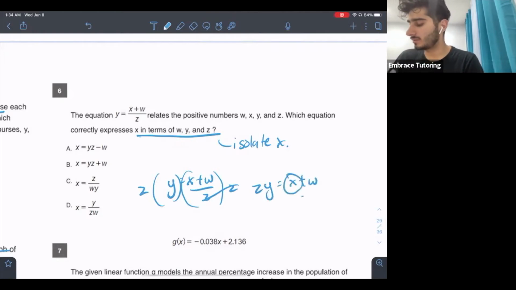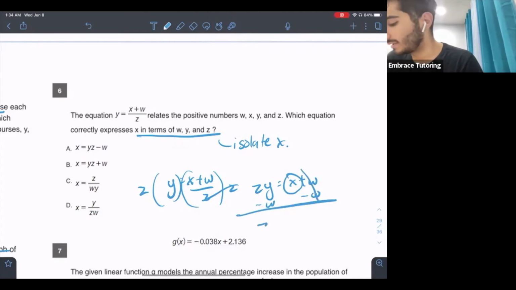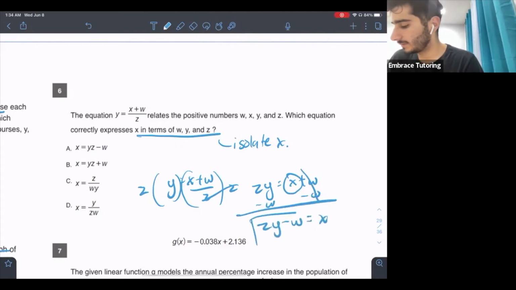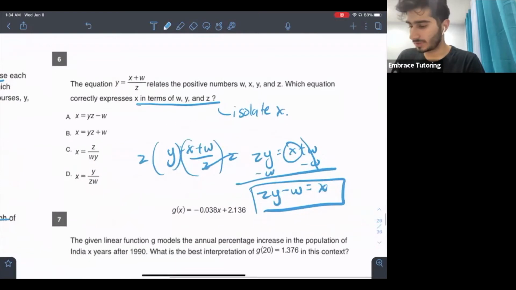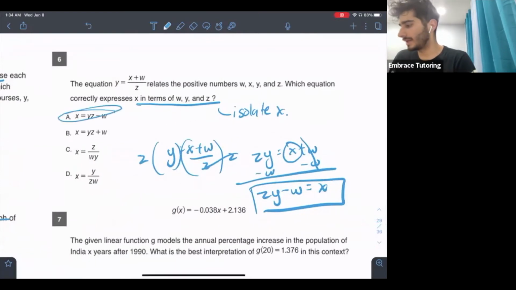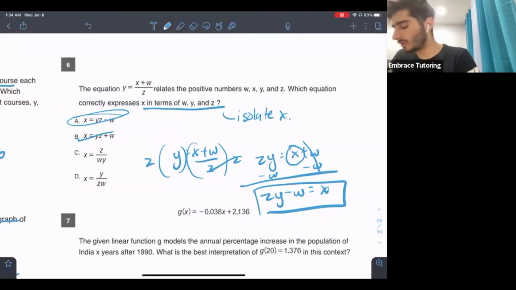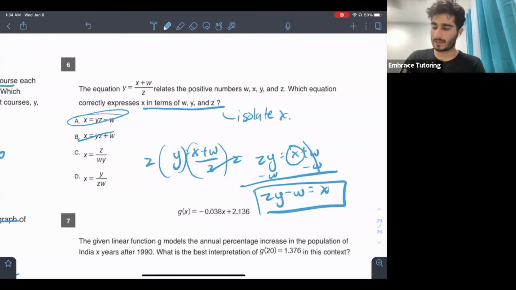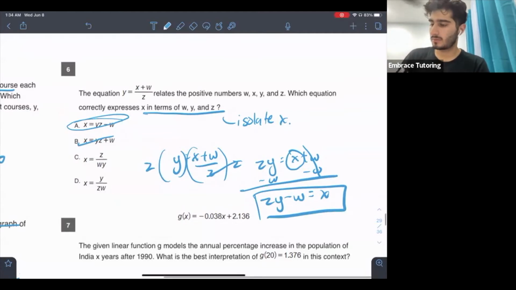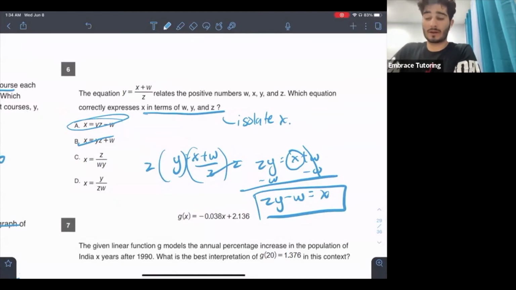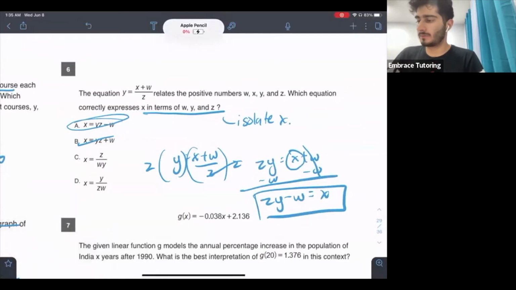And now since you want to isolate x, you can subtract w on both sides to get zy minus w is equal to x, which is equal to choice A for question 6. And this is a tricky one because students who are rushing would go for the similar one, but the signs are different. This is obviously way off. That's obviously way off.